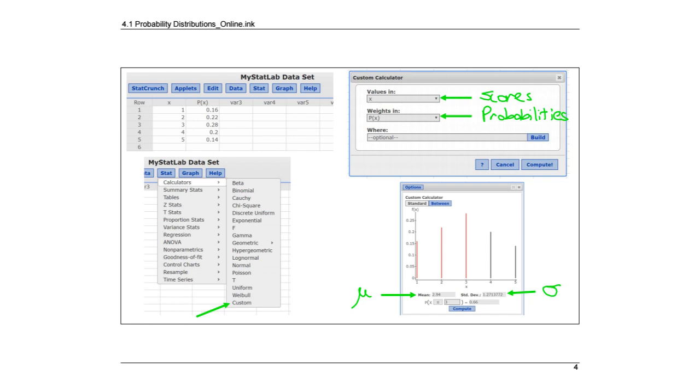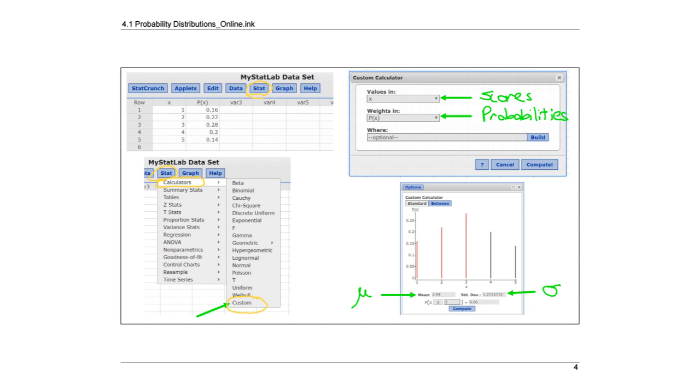Okay, so with StatCrunch, you're going to go ahead and hit that little box next to the data so that the data comes in for you. If for some reason there's not a little StatCrunch box next to the data, you'd have to type these two columns in. So once you hit that, you are going to go up here to Stat. Okay, so you're going to click on Stat. You're going to go to Calculator and all the way down here to Custom.